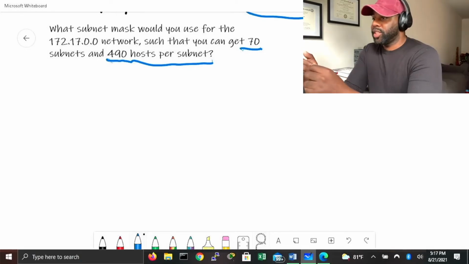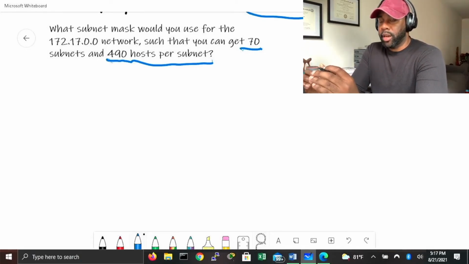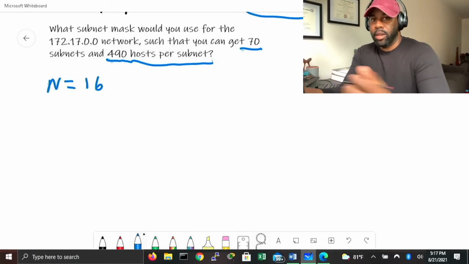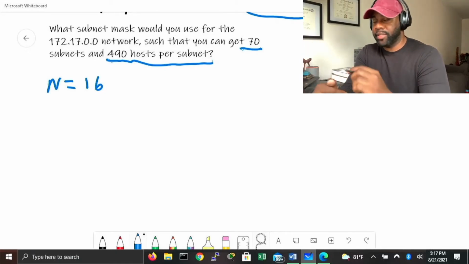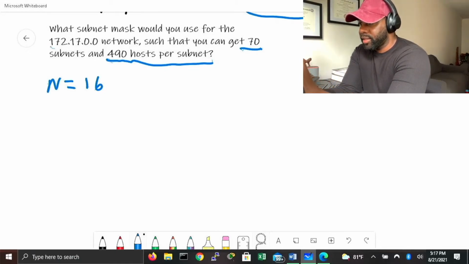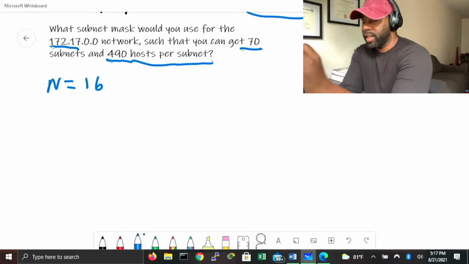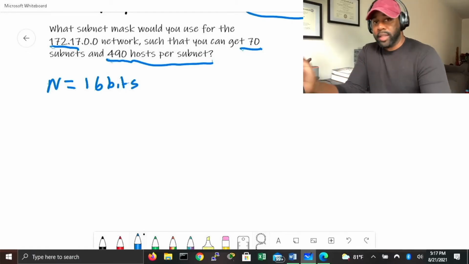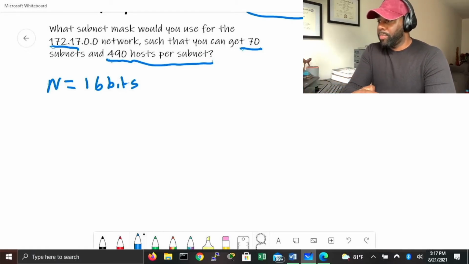So here we go. Let's just gather some information about this network. We know that N is equal to 16. Why? This is from the last video that we did, because this tells us that it is a class B network, and we know a class B network has 16 network bits. What else can we pull from the information here?